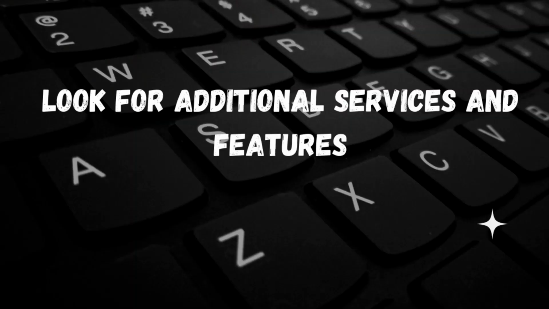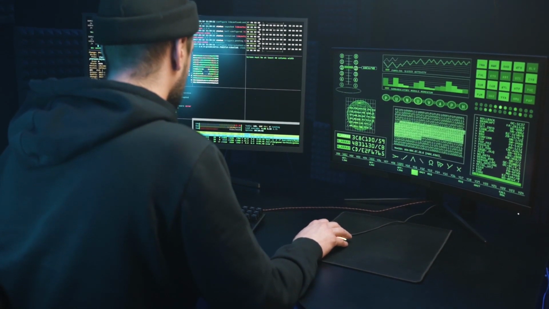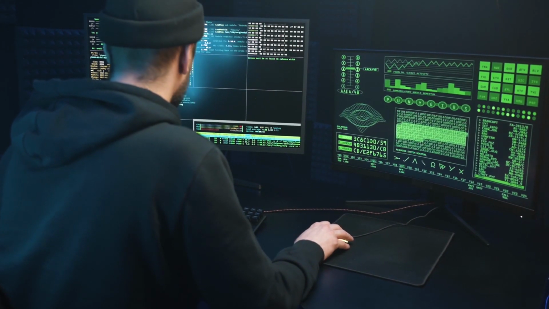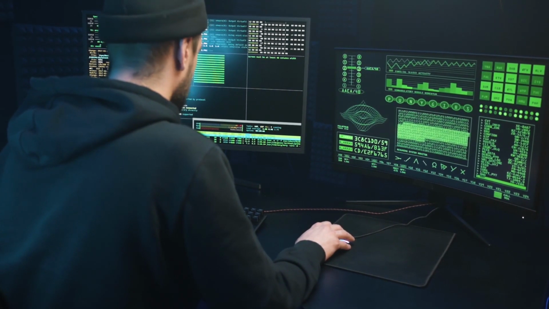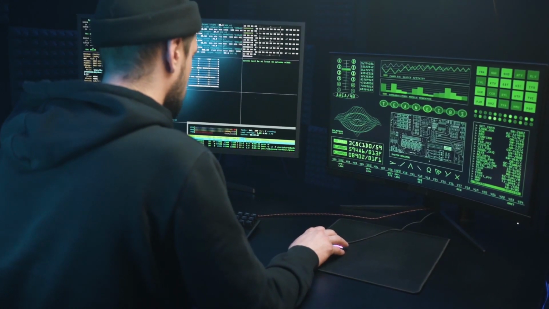Look for additional services and features. Finally, consider any additional services and features that the provider offers. For example, some providers offer managed IT solutions, cloud-based applications, or cybersecurity services. These additional services can help businesses streamline their operations and enhance their security posture.